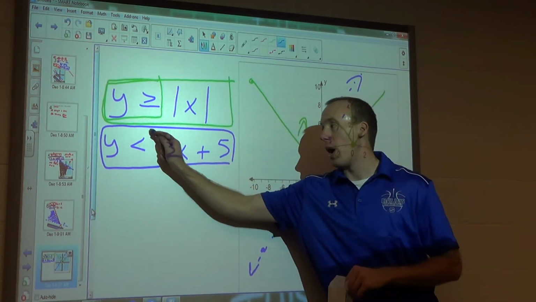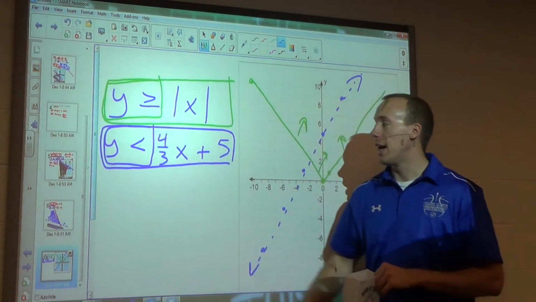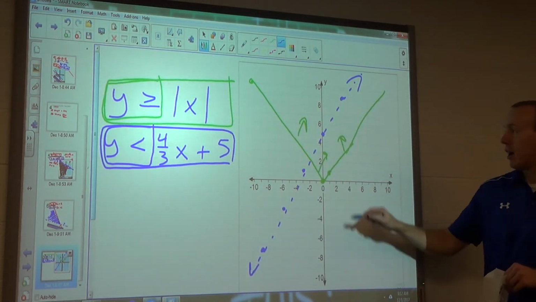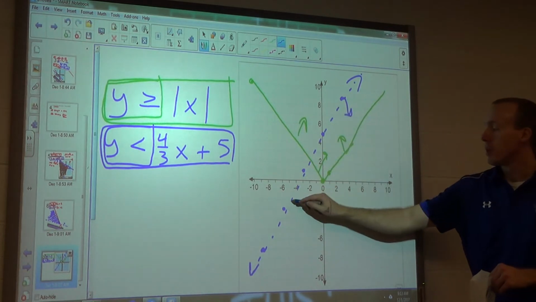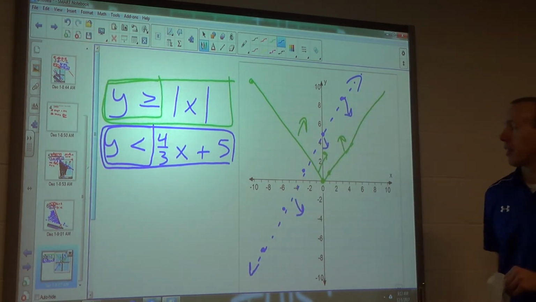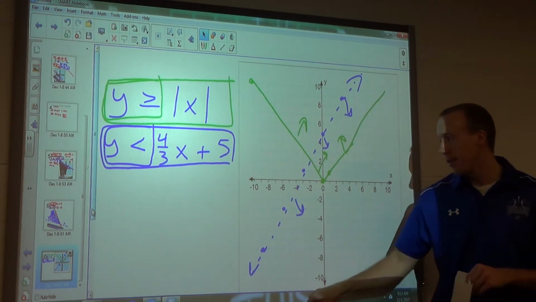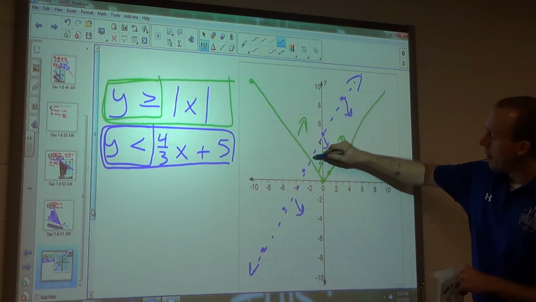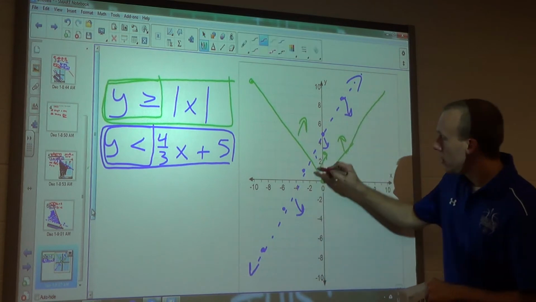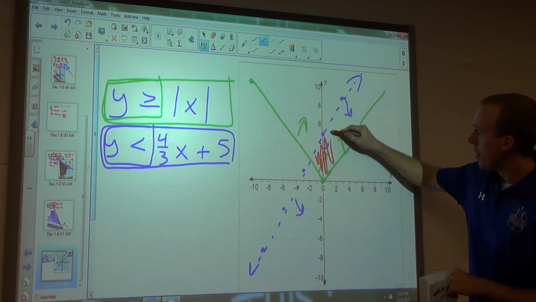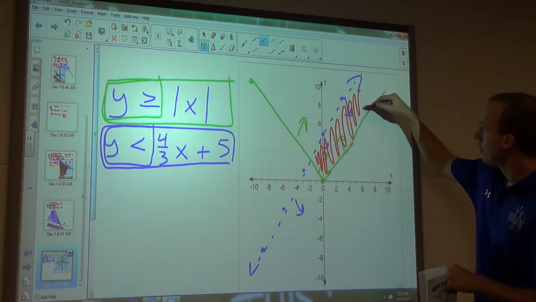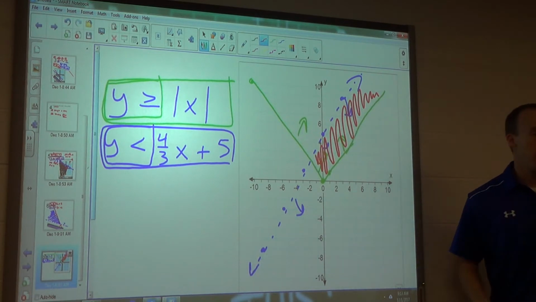Let's go to the blue equation. Y is what here? Less. Which way is less? Down. So again, I go to the blue line, and I pretty much put arrows on every side of the line. Where are my arrows matching up or meeting each other here? Middle, right here, right? Red. So my shaded area is gonna be right in that area there.